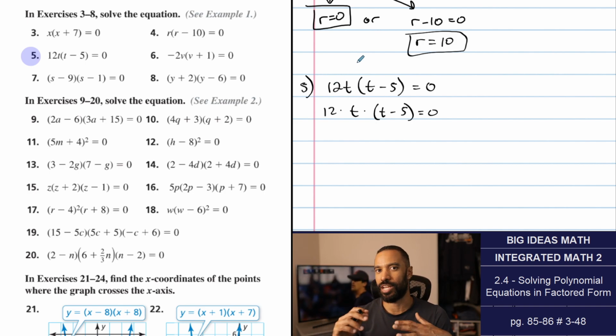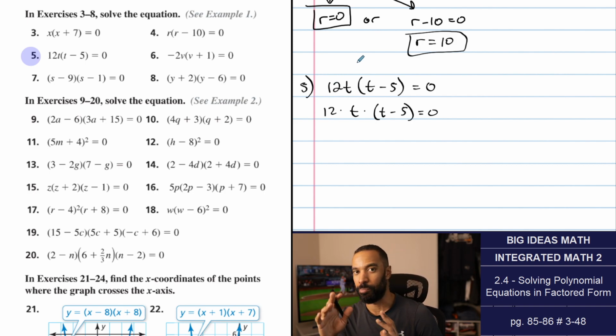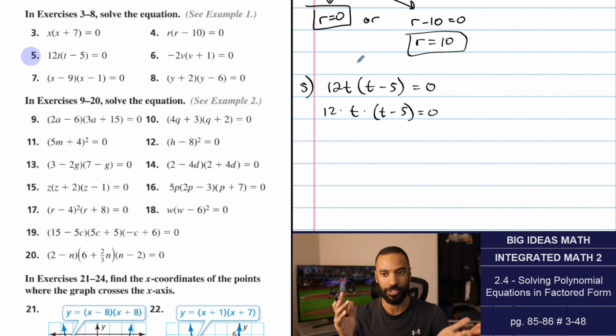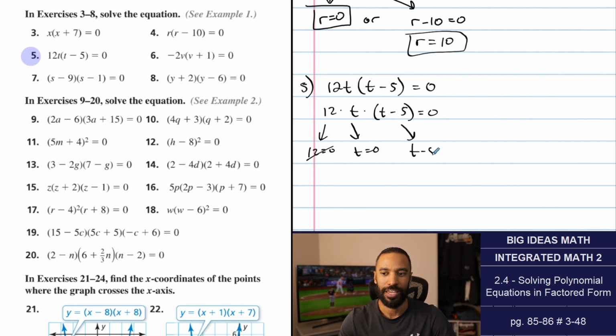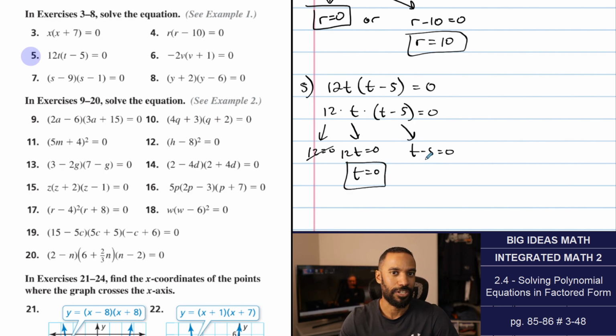12t is not attached at the hip, as in I'm not required to put the 12 with the t in any sort of way. It's really saying either 12 equals 0, which is impossible, or t equals 0, or t - 5 equals 0. But keep in mind, t equals 0 is my solution. Even if I put 12t equals 0, divide by 12, t still equals 0. There's no difference. So you can have it or not. I just want to make sure that you know that that 12 doesn't change the solution set. Add 5 to both sides, and t equals 5 as well.